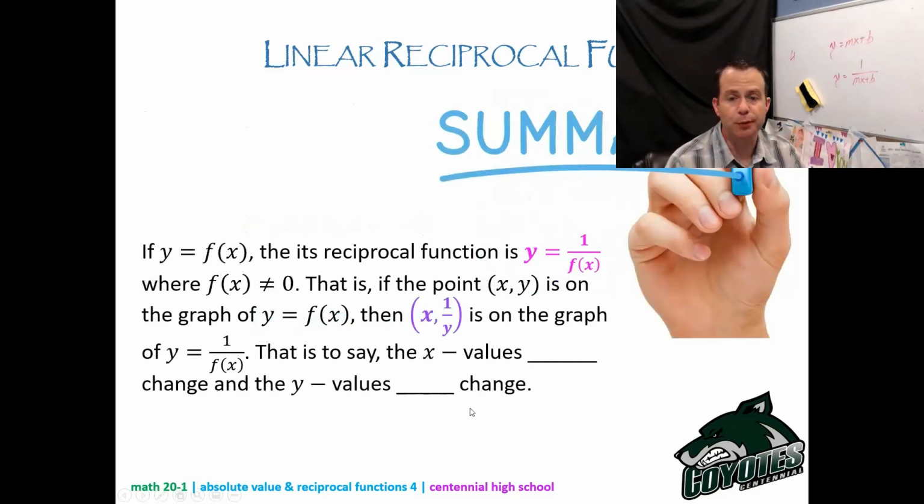So just to summarize where we've been so far, if y equals f of x, then its reciprocal function is y equals 1 over f of x. You have to fill in the f of x in your workbook there, where f of x can't be 0. That is, if the point x comma y is on the graph of y equals f of x, then x comma 1 over y is on the graph of y equals 1 over f of x. Essentially what we're doing is x's don't change, y's do change, they become the reciprocal. Okay, so that is to say the x values don't change and the y values do change. Okay, don't touch the x values. The x values will remain the same.